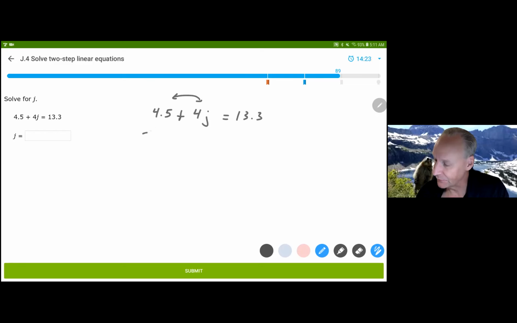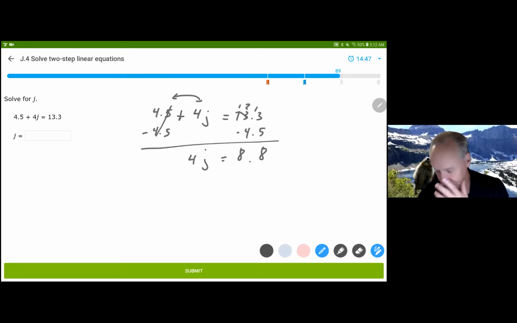I could subtract 4.5 because I know that's the last thing I did. And this time it's actually in the correct order. So I could do my borrow, and I'm going to borrow from this and make it a 12. And 5 from 13 is 8. And 4 from 12 is 8. And so I get 8.8. And I have 4j is equal to 8.8. And hopefully you can divide that by 2 in your head and get your 2.2.